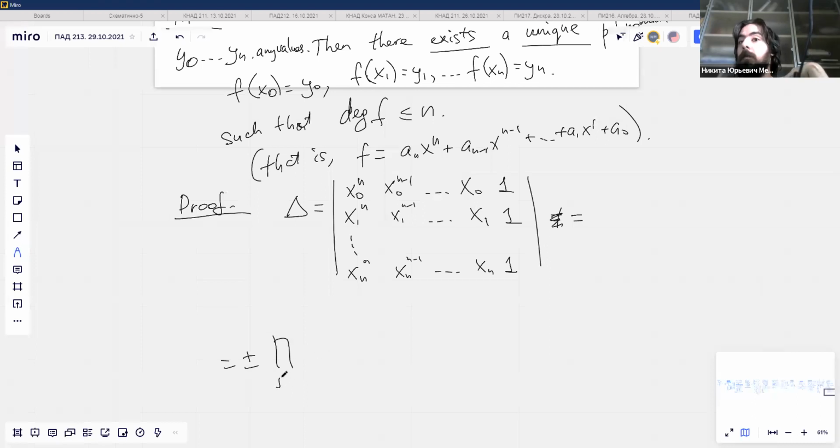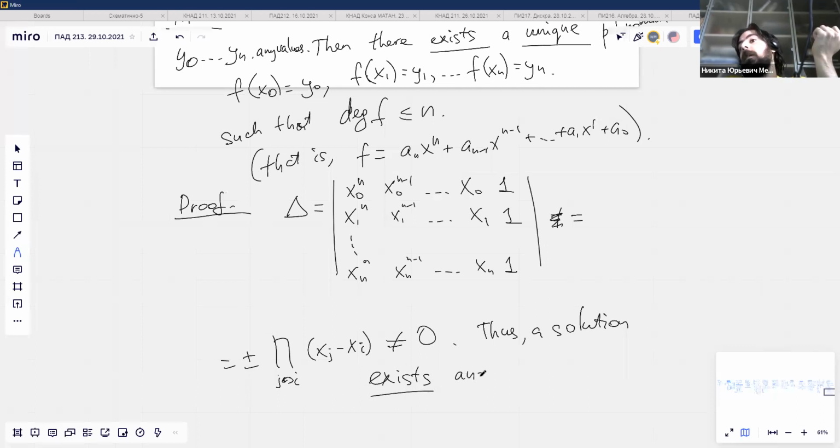And then you get the product of all possible pairs of differences. And this is non-zero. If those points x0, x1, x2, etc. are different numbers, then those differences are non-zero numbers. We multiply many non-zero numbers, we get something non-zero automatically. Thus, a solution exists and is unique.